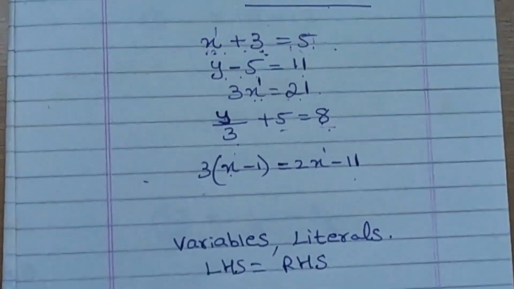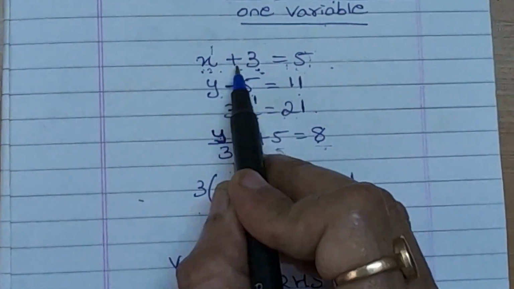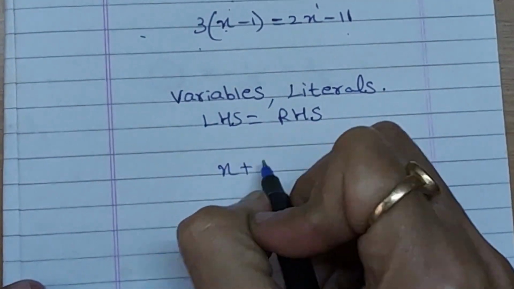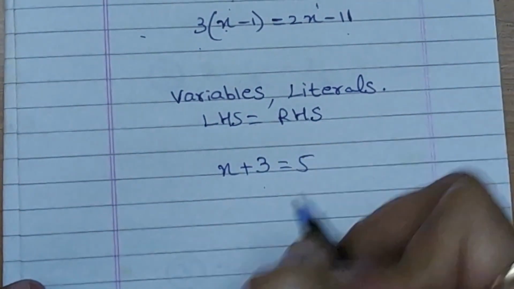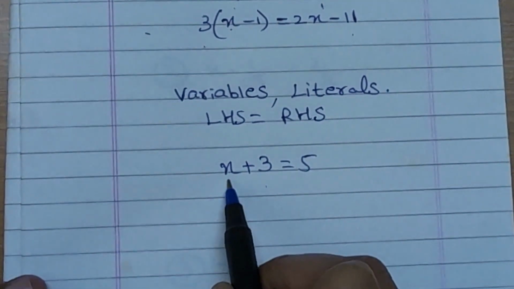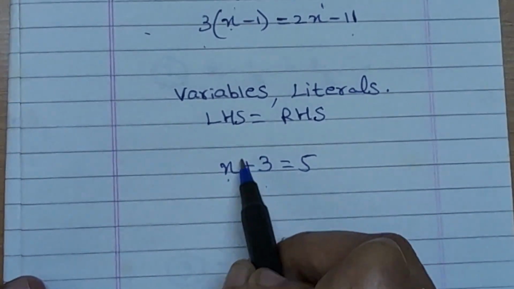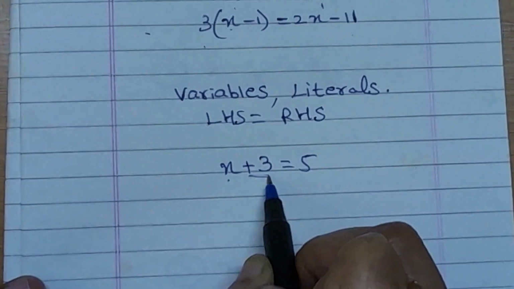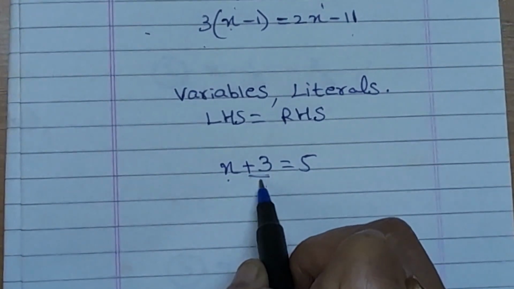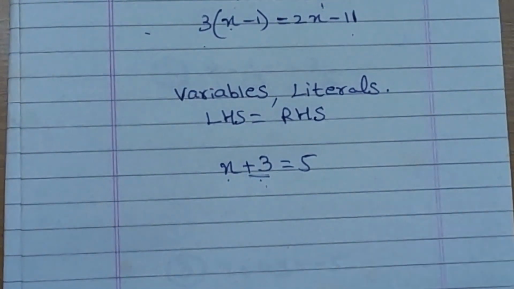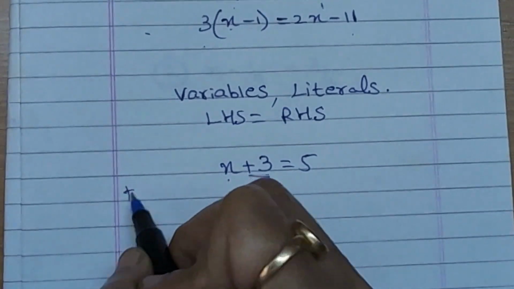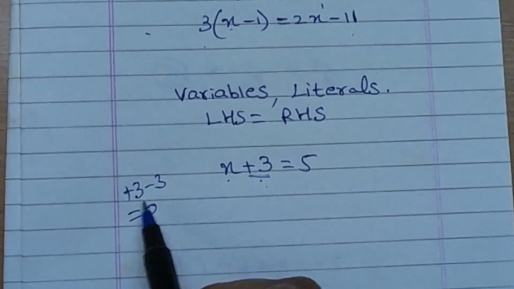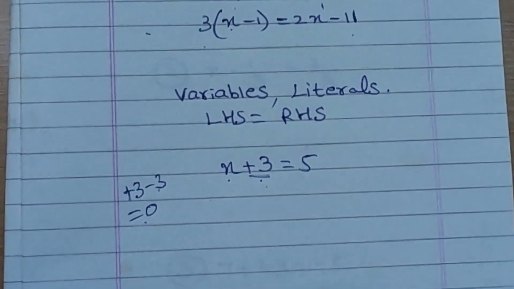Let me explain this by an example. Now here first equation is x plus 3 equal to 5. Now we have to find the value of x. That means we need to eliminate this 3. Now in LHS we have plus 3. To get rid of this plus 3, we have to subtract 3, because you know plus 3 minus 3 is 0. Okay, so same number added and subtracted, it is 0.